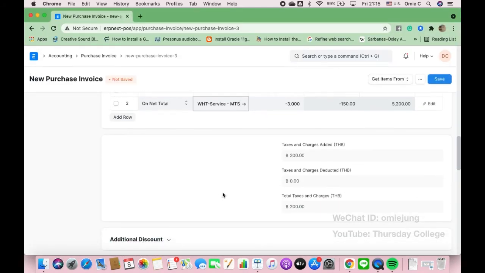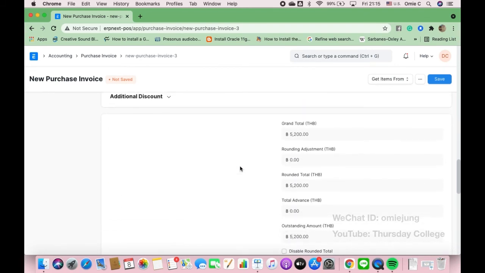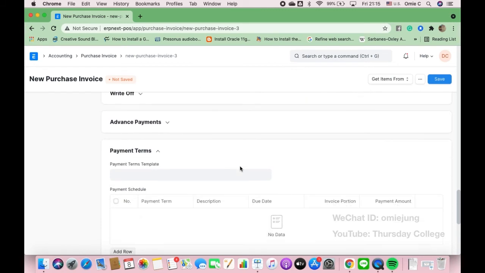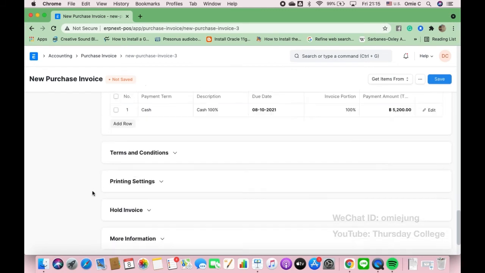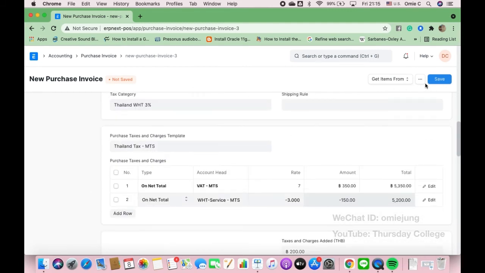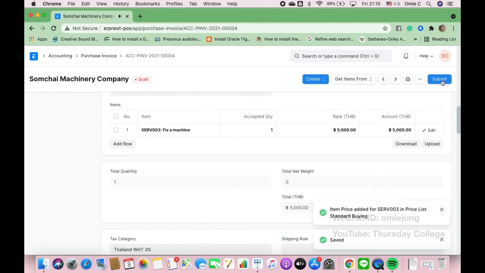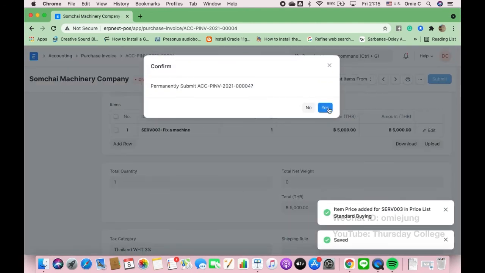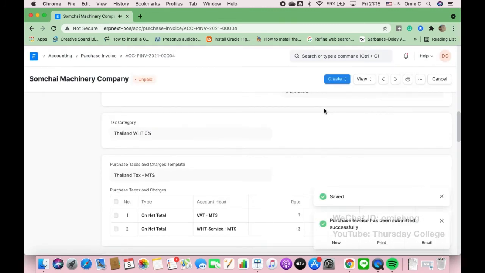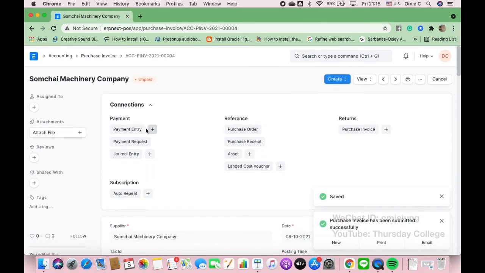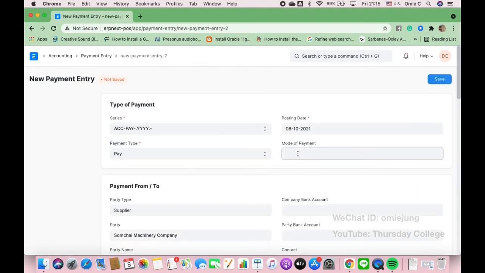So you see the tax is 200 baht on the 5,000. The payment term is always cash because we just pay the guy right away. So we just save, and that's it. We agree to pay 5,000 baht to the guy to fix our machine, and later on we just pay the money. The mode of payment is cash.